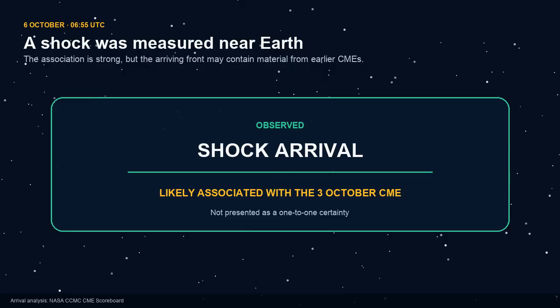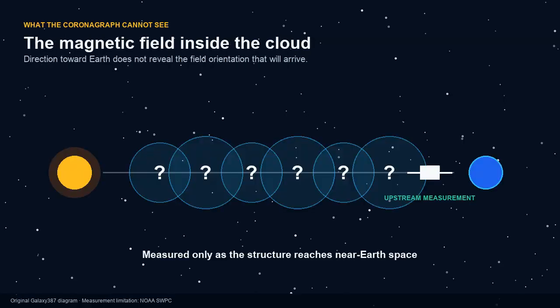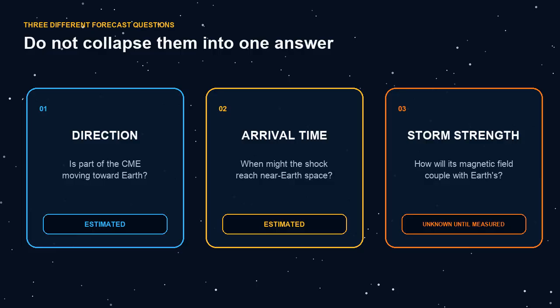Source, multiple observations, a modeled window, and finally, an in situ measurement. Even then, one crucial piece remains hidden. Coronagraphs cannot reveal the exact magnetic field direction inside an approaching CME. That field is measured only when the structure reaches spacecraft upstream of Earth. Its orientation matters because a sustained southward field can connect efficiently with Earth's magnetic field and drive a stronger geomagnetic storm. So, likely Earth-directed does not mean storm strength confirmed.